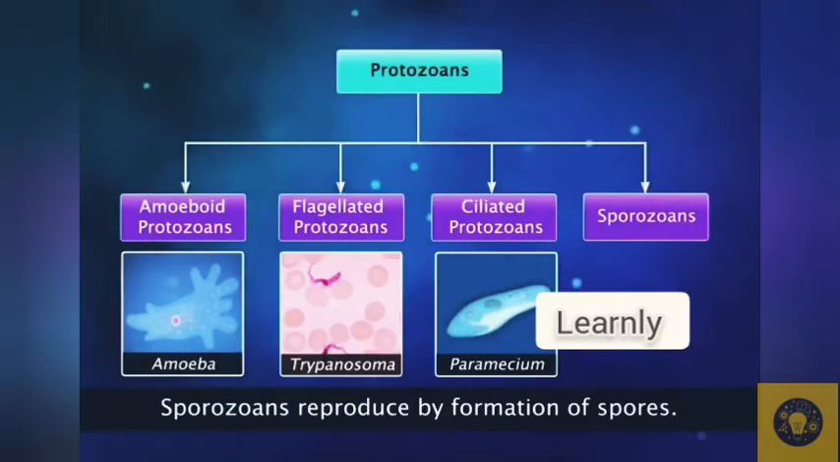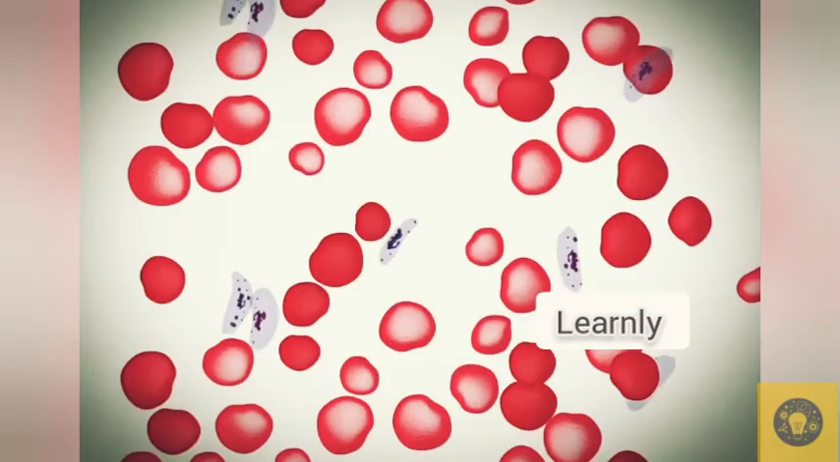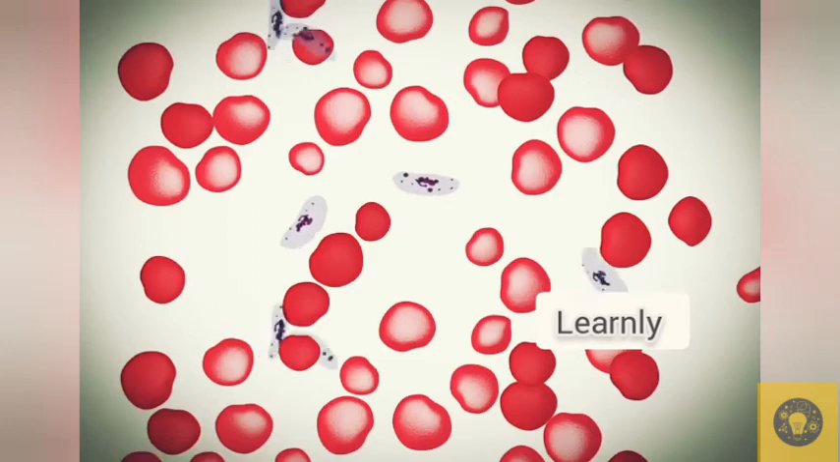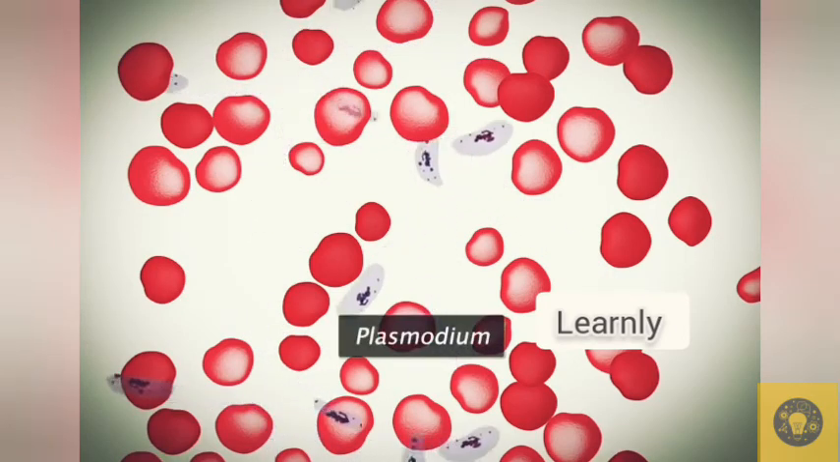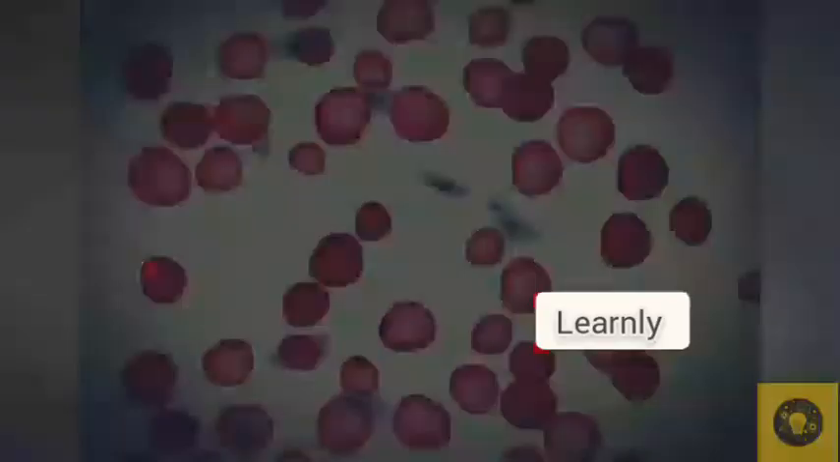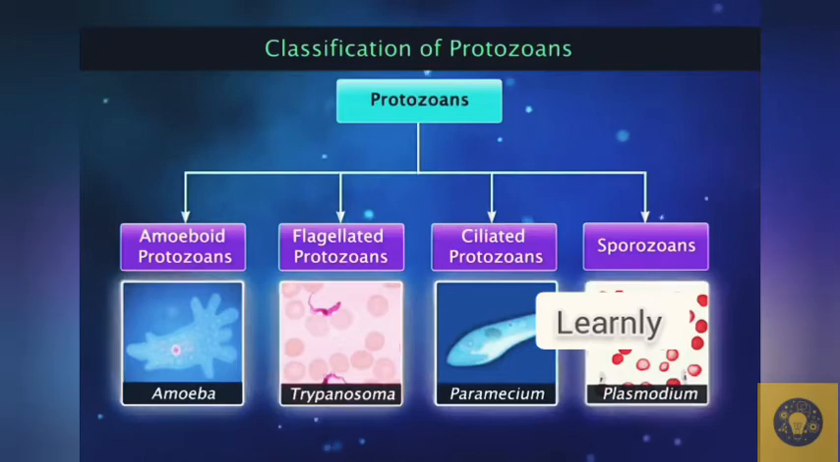The last group of protozoans is that of sporozoans, which reproduce by the formation of spores. This class includes all parasitic disease-causing protozoans, such as the malarial parasite, Plasmodium. Let's look at all four groups of animal-like protozoans.